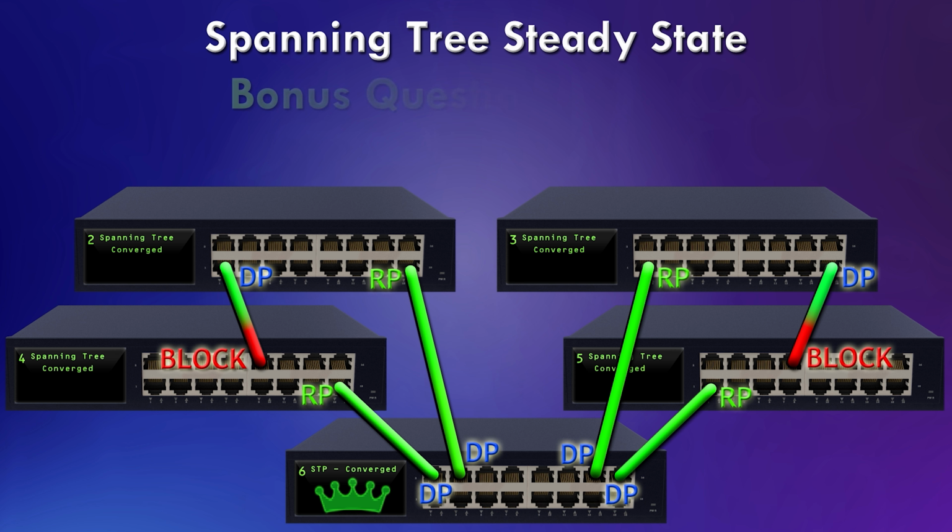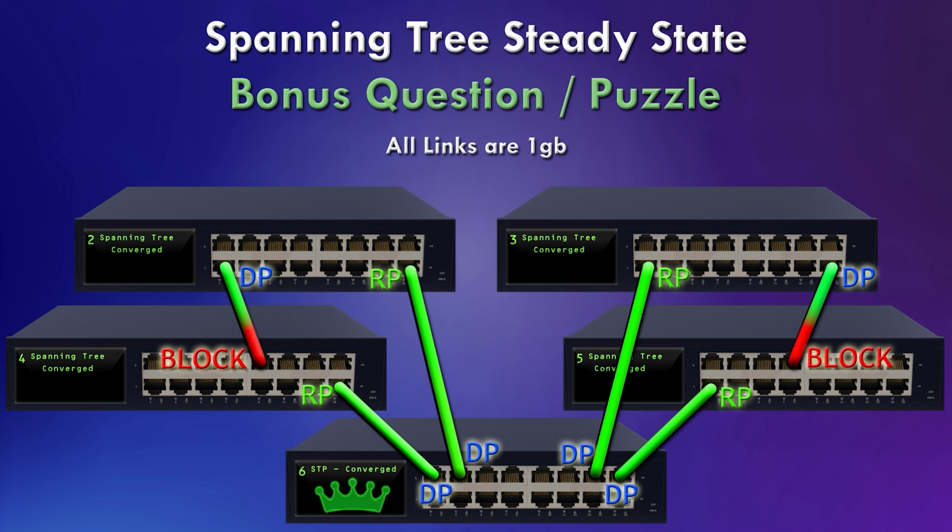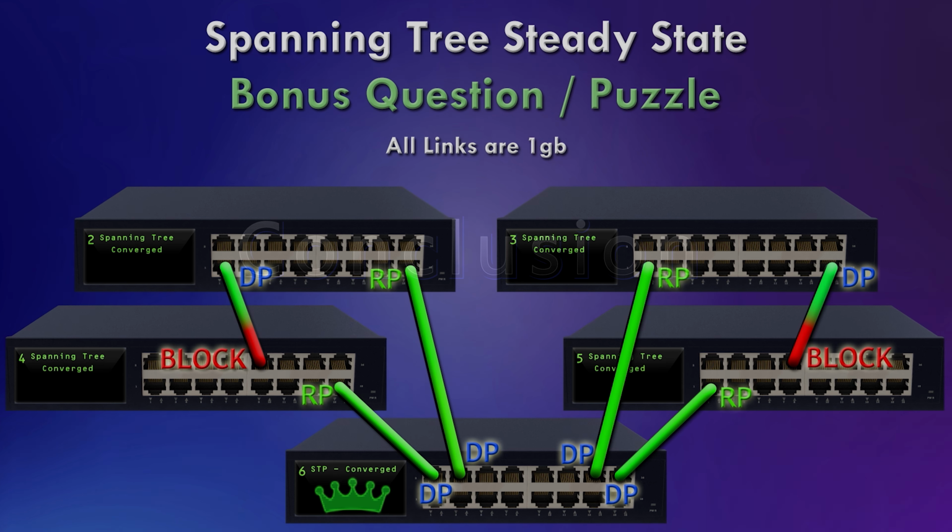So here are 2 bonus questions for you from this section. I always like making and solving little puzzles. Hopefully you do too. The first one, why did switch number 6 become root? And the second one, why did the ports on switches 2 and 3 become designated and not the ports on switches 4 and 5? If you know, comment with the answer. Everything you need to answer these questions is in this steady state section of the video.